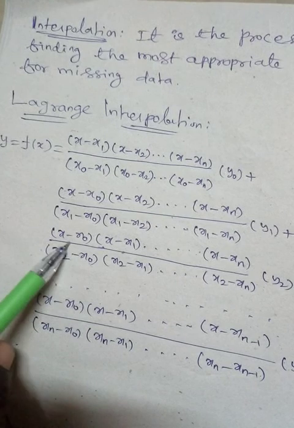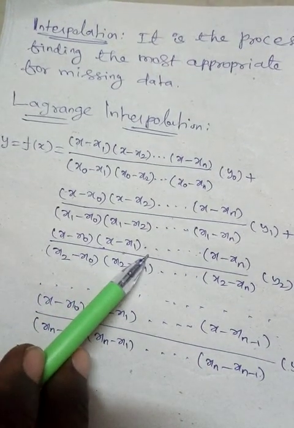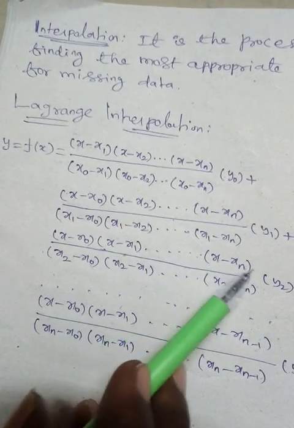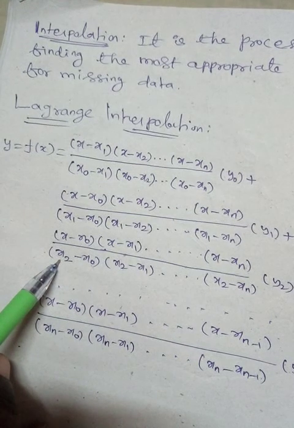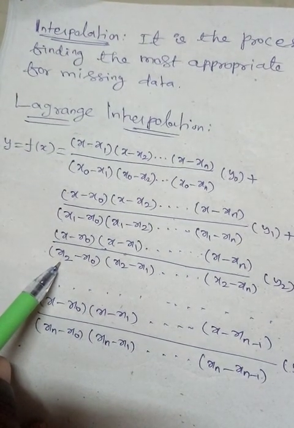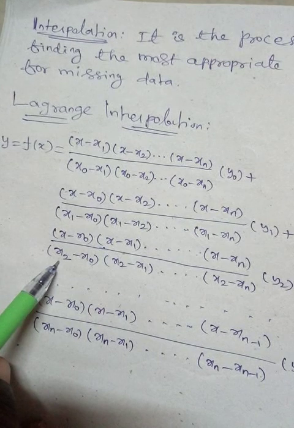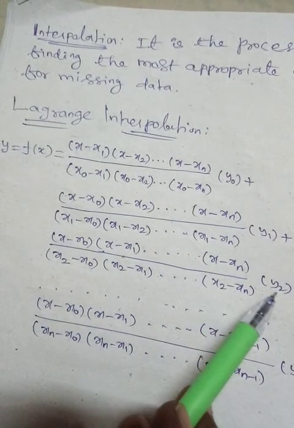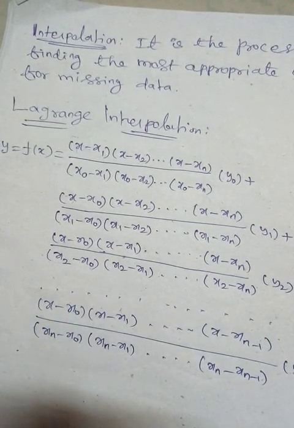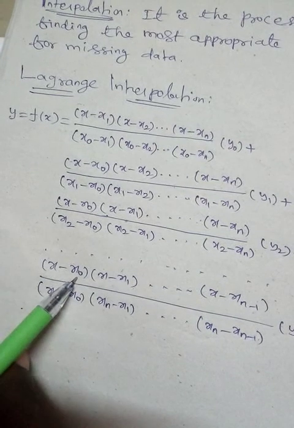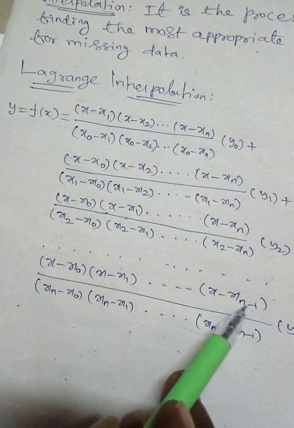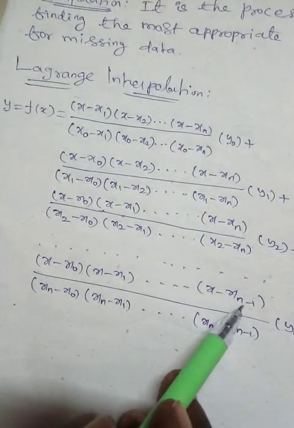Okay, are you clear? And go to the next term: x minus x0, x minus x1. Here we are going to leave x minus x2. So x minus x3, etc., up to x minus xn, whole divided by the leaving value, that is x2. So see the denominator, start all the terms with x2: x2 minus x0, x2 minus x1, etc., up to x2 minus xn, into y2. It goes up to the generalized term: x minus x0, x minus x1, etc., up to x minus x n minus 1. So don't write here x minus xn.